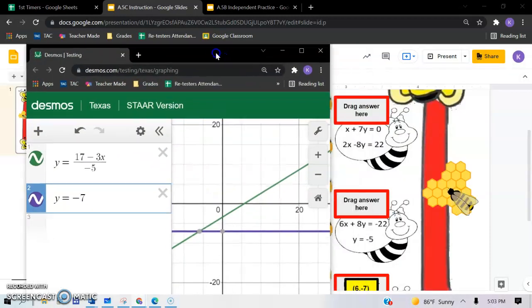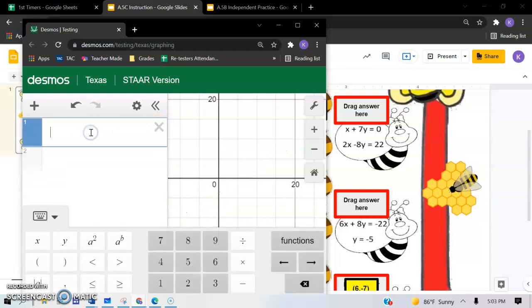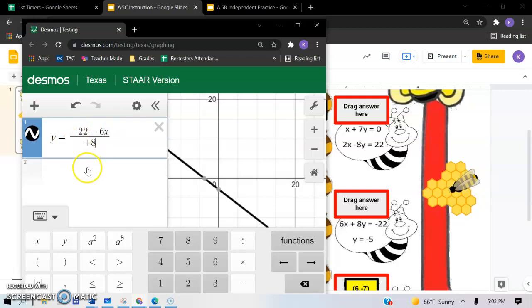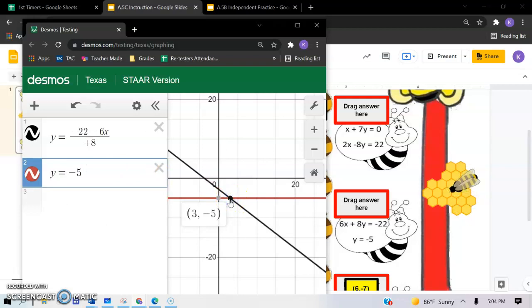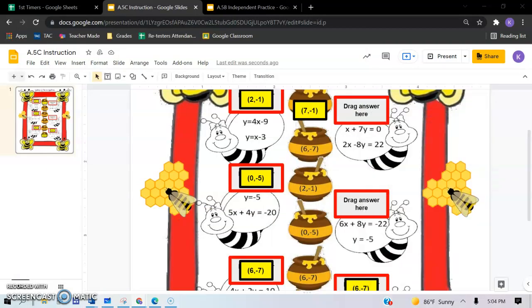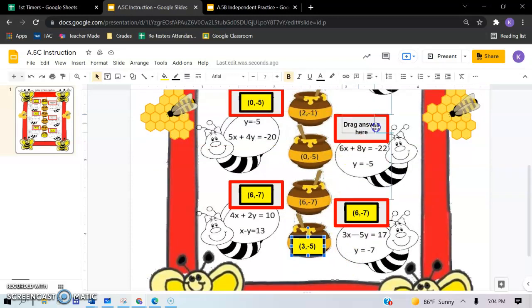We're almost done. Again, that's what we told you. It was very important for you guys to learn how to solve for y because you're going to have a lot of these. So y equals divide -22, opposite of +6x, -6x, divide by the number in front of the y, which is a +8. And then you go to number 2, which is y equals -5. So you just look where they cross, which is a 3, -5. Where is my 3, -5? It's right here. So I'm just going to click and drag.